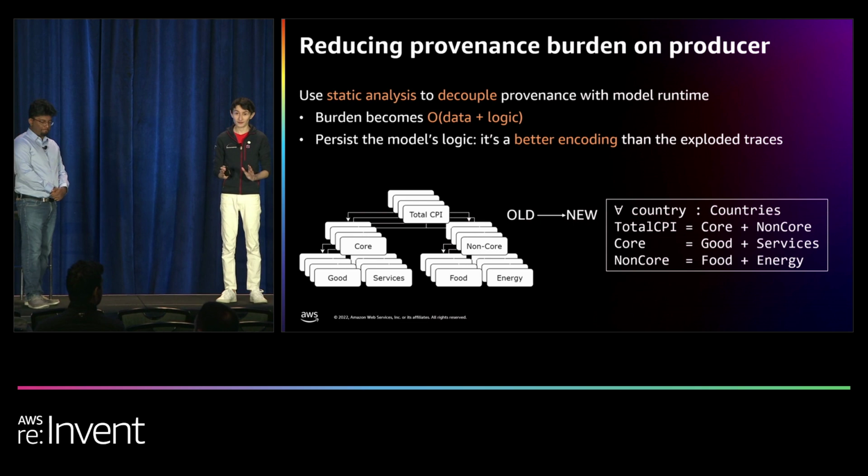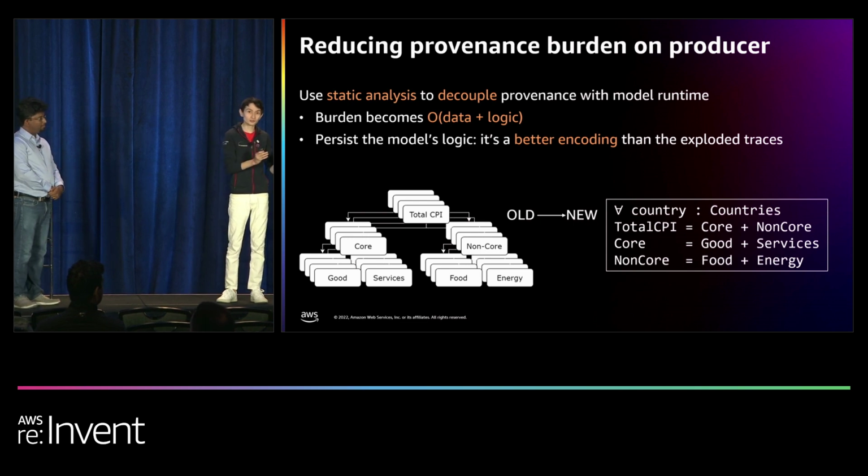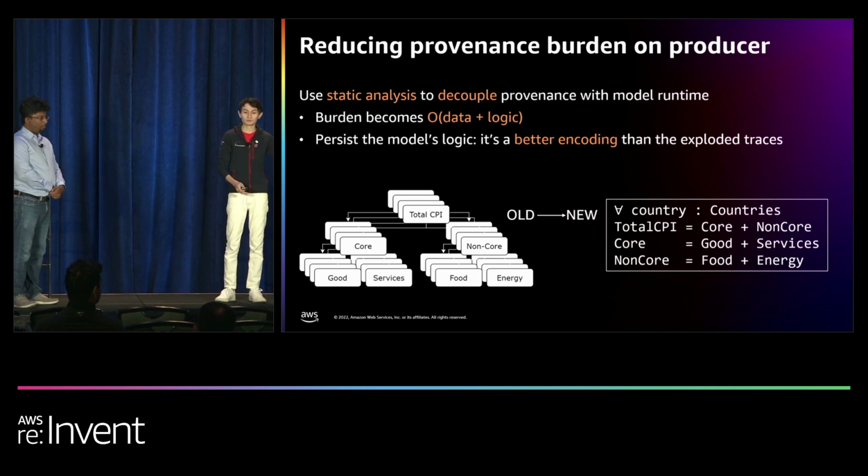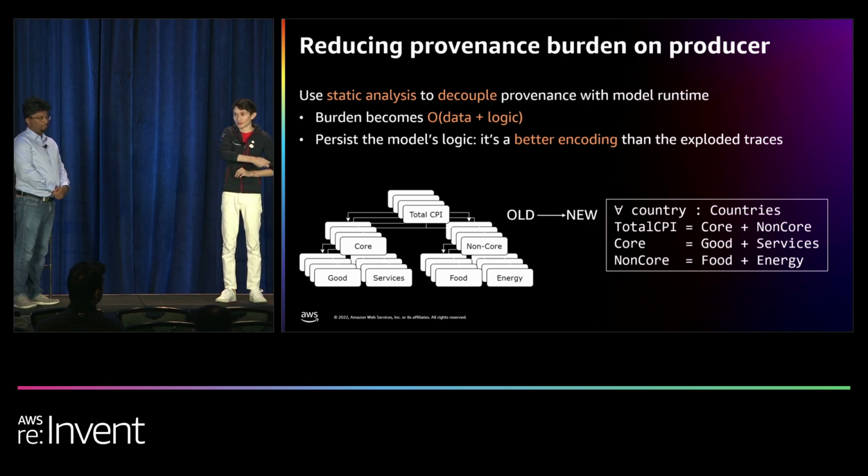We can use static analysis to understand what the model is actually doing without having to run through it, without runtime instrumentation. We just look at the logic and understand the dependencies. Now, you still have to write out your outputs, so you still have the data leading to the scale of the model runtime. But logic now has this constant factor in terms of provenance. You only need to store this thing on the right, the model logic itself. So this is a better encoding than these exploded-out traces.